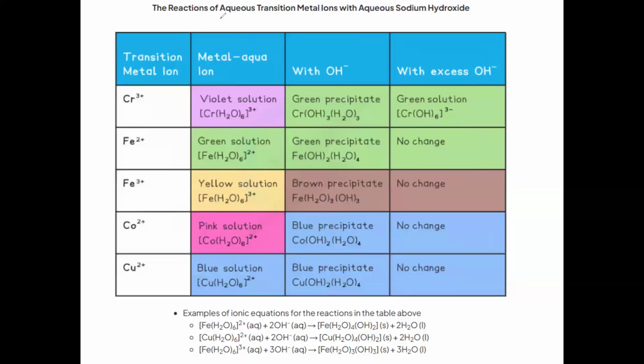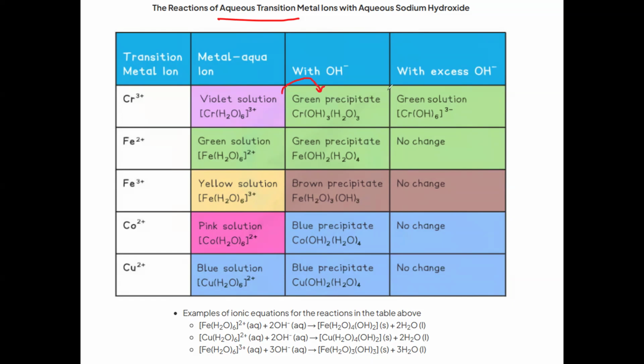So, the reaction of aqueous transition metal ions with sodium hydroxide. First, you have to remember the color of the complex. The aqua complexes: chromium is violet, iron 2 is green, iron 3 is yellow, cobalt is pink, and copper is blue. When we add sodium hydroxide, first what will happen? There will be a green precipitate because of an acid-base reaction.